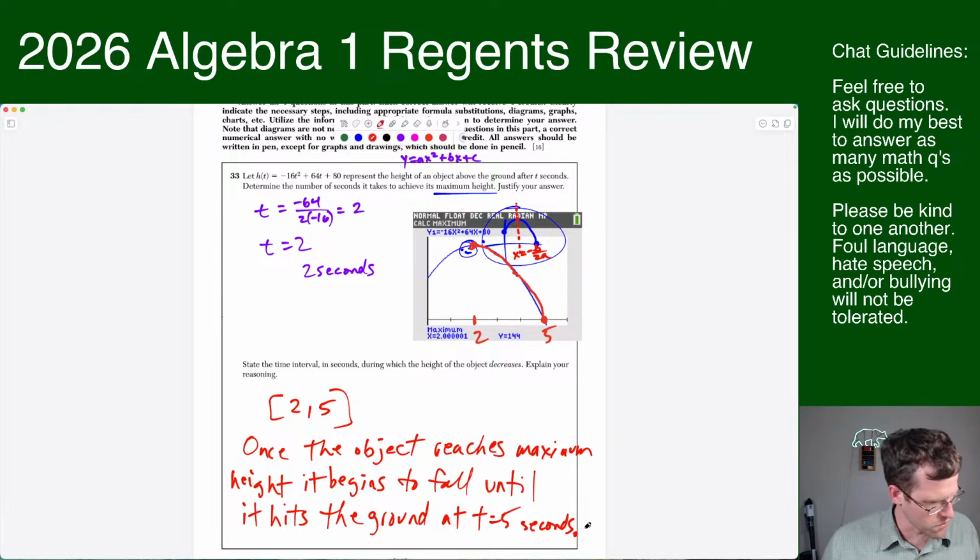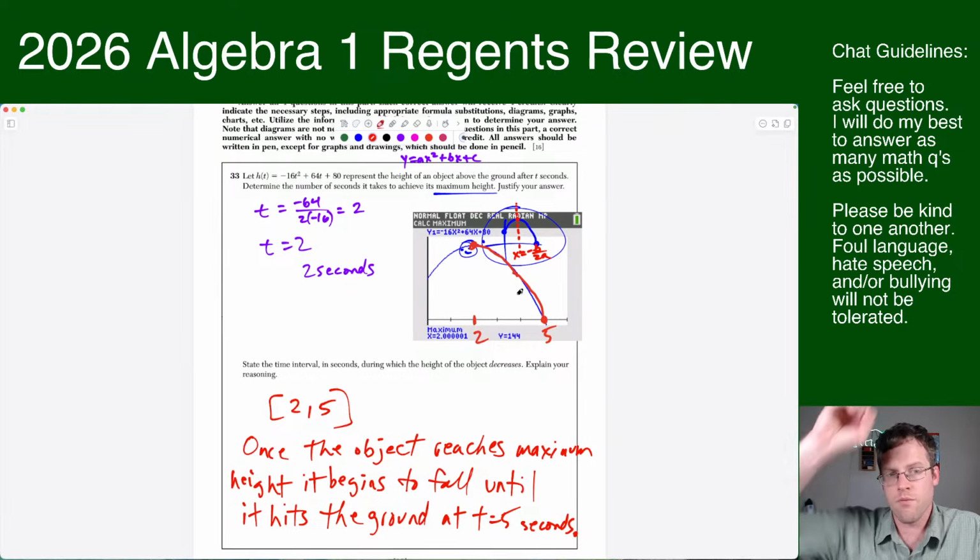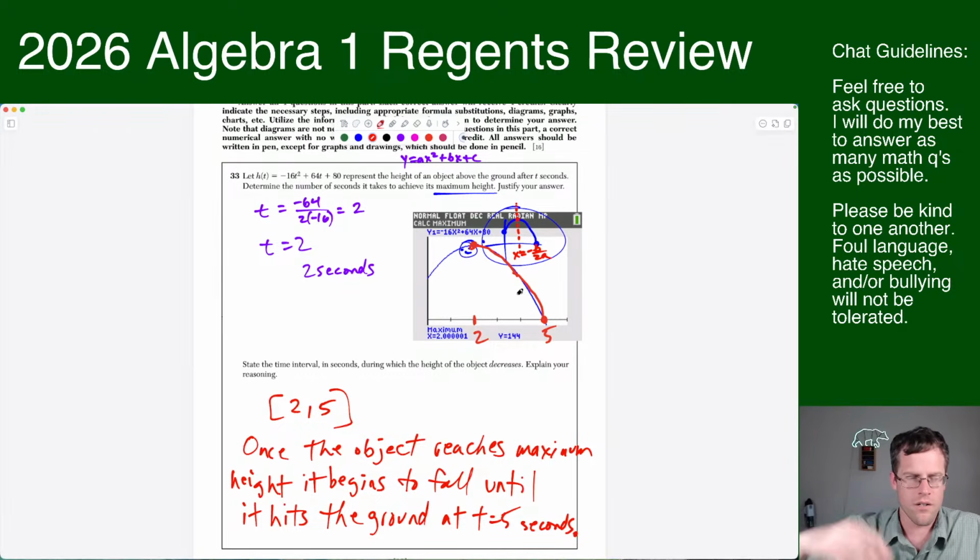Okay, so that would get you full credit here. All right, so you say, that's my interval. How do you know? Because the object starts to fall after maximum height. It goes up, and then it comes back down, and it falls until it hits the ground. Let me check the... Cool. Alrighty.